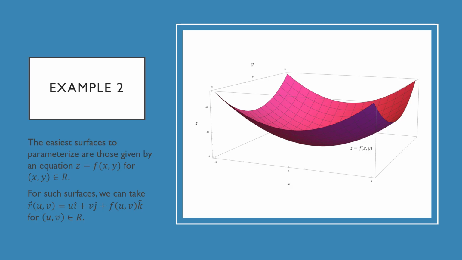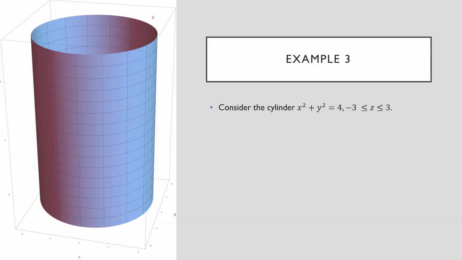Finally, let's do one more example, and obviously we'll do lots more examples when we're doing flux integrals. But let's look at this cylinder here. So in this case, I have the x and y values are always the circle x squared plus y squared equals 4. So this is a hollow cylinder. There's nothing inside of it. Then I'm going to let my z values go between -3 and 3.